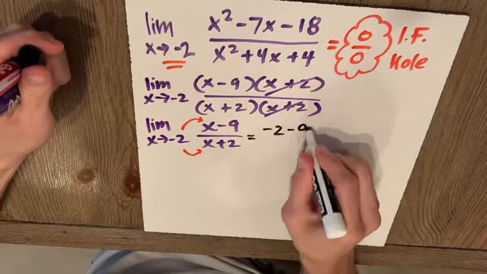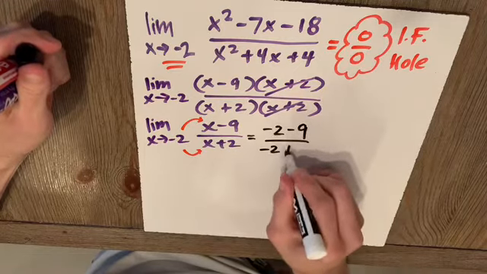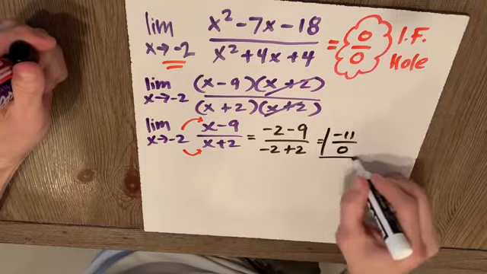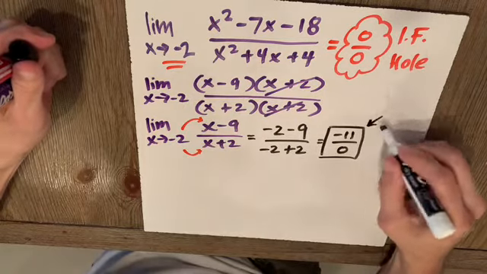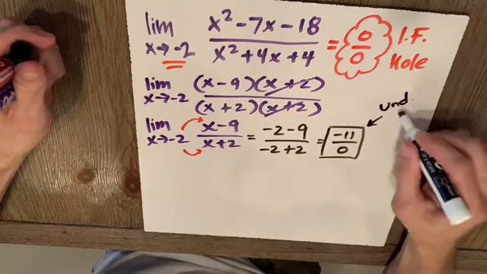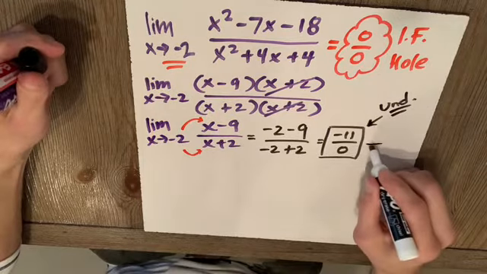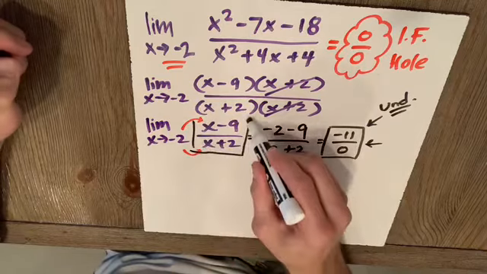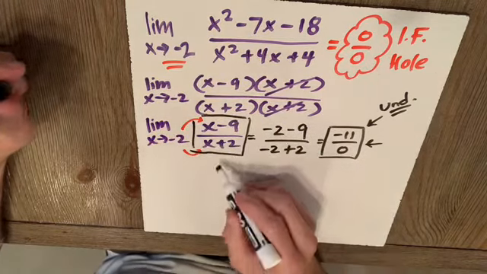And now, after I've factored, I'm going to use direct substitution, and I get negative 2 minus 9 over negative 2 plus 2, which is negative 11 over 0. Oh, sugar. This is what we'd say is undefined. Oh, no. Remember, we can't have 0 in the denominator. So let's go back here to this surviving function and ask what's going on.